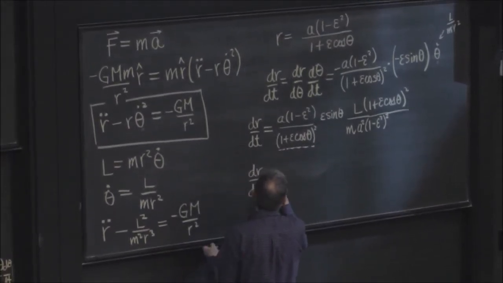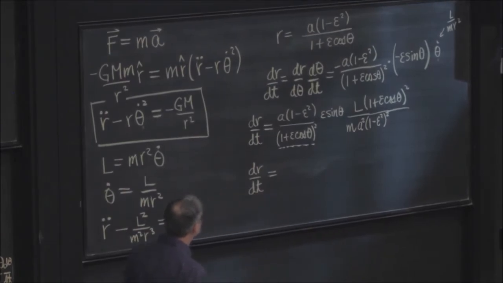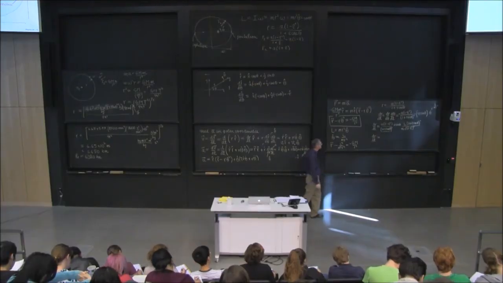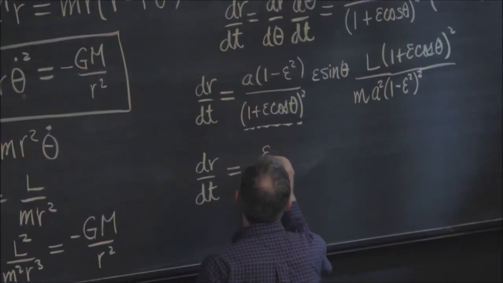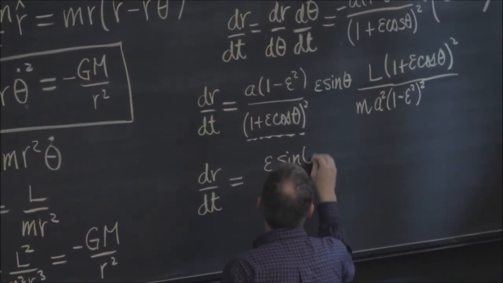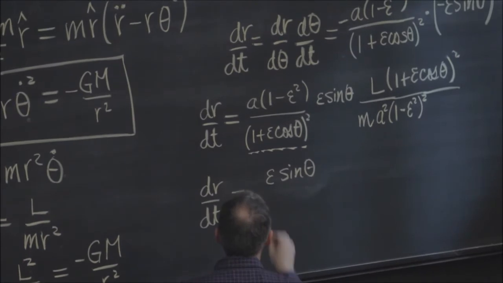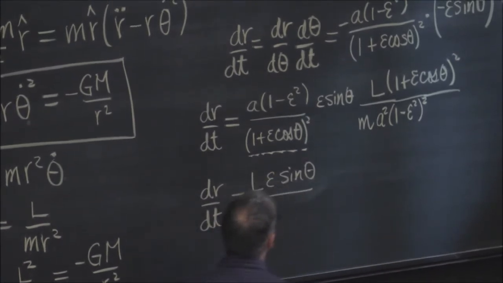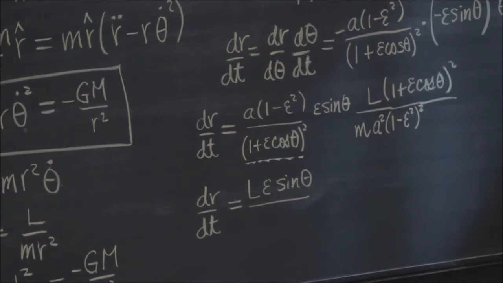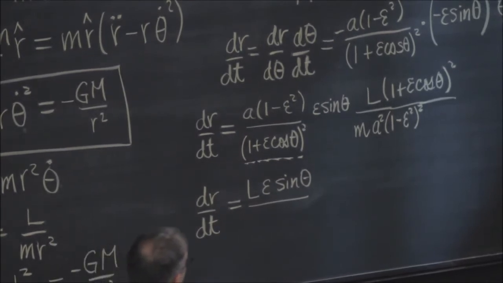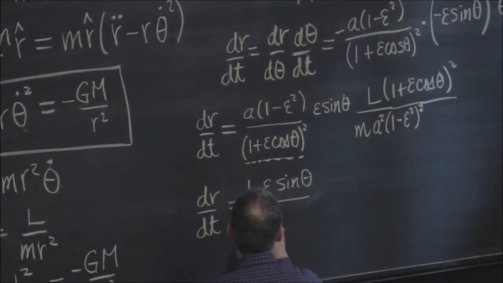dr dt, I just have to collect some constants, I think. Oh, I'm going to have a sine, right? I'm going to have a sine of theta, so epsilon sine of theta. I'm going to have an L on top. And what do I have on the bottom? M, A, and 1 minus epsilon squared.